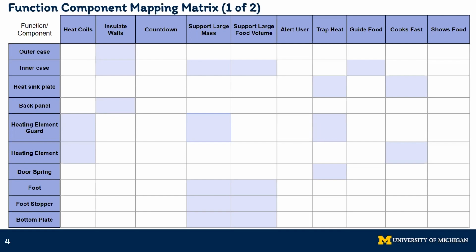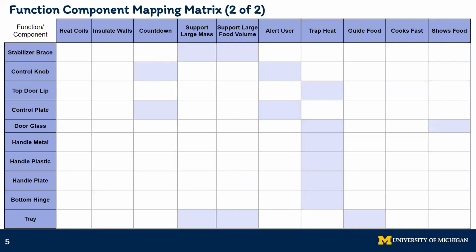If we flip to the next slide, we can see an example where two parts could be combined, that being the metal handle and the plastic handle. We can combine these parts to make our design more efficient.